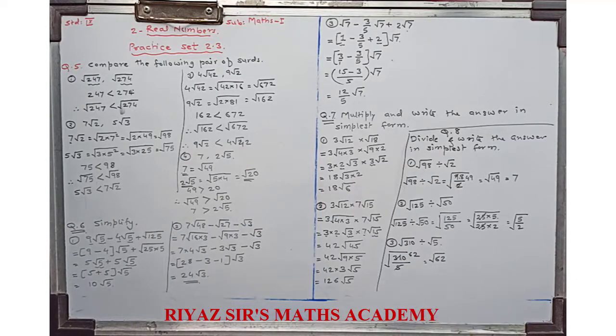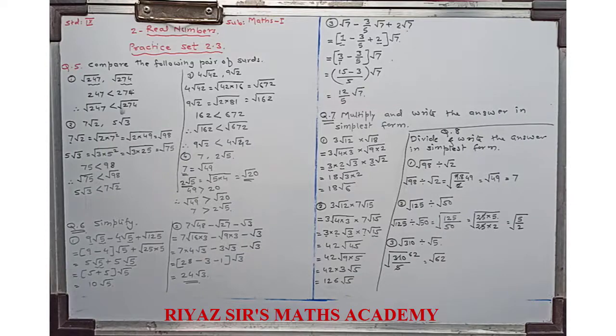Now just find, is it possible to simplify this root 62? Is it possible? No. So keep that term as it is. Okay. So that is the answer, root of 62. So in this way we have to divide and write the answer in simplest form. So here question number 6 is over.